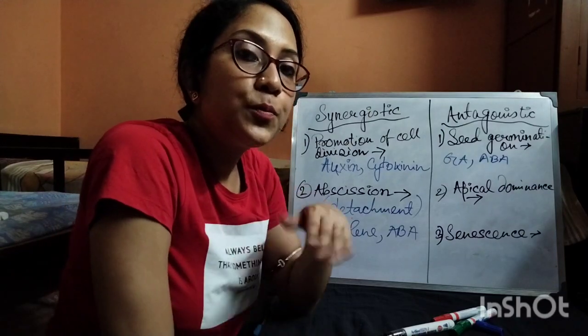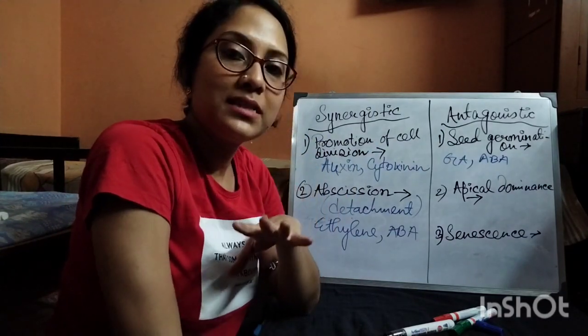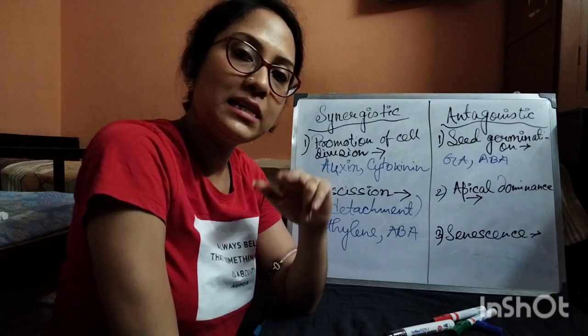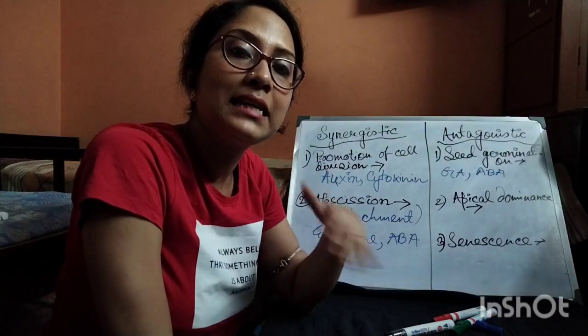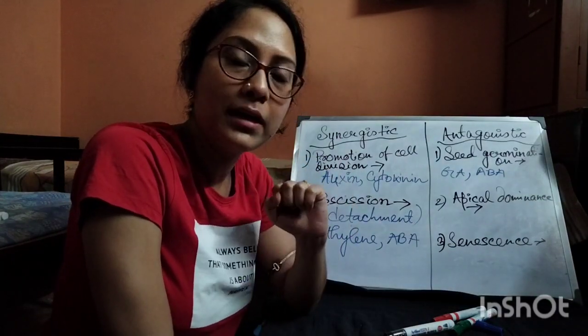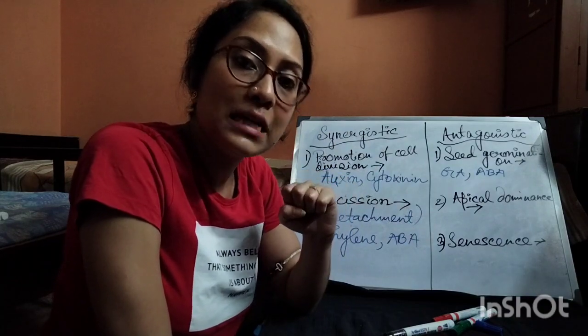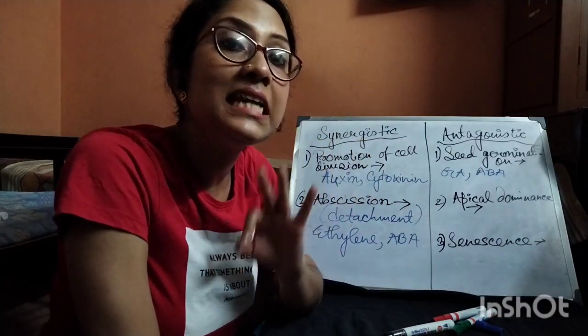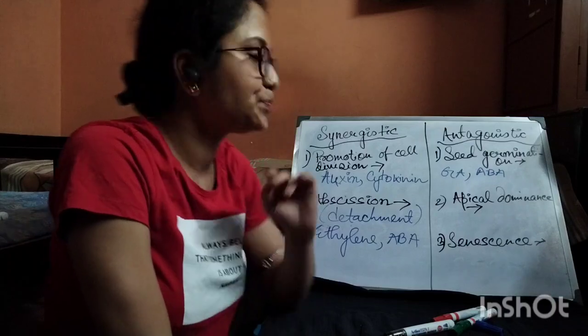The gibberellin will promote seed germination and the abscisic acid will inhibit seed germination. That is why they act in an antagonistic manner. And that is why the abscisic acid hormone is also named anti-GA, anti-gibberellin. Okay.